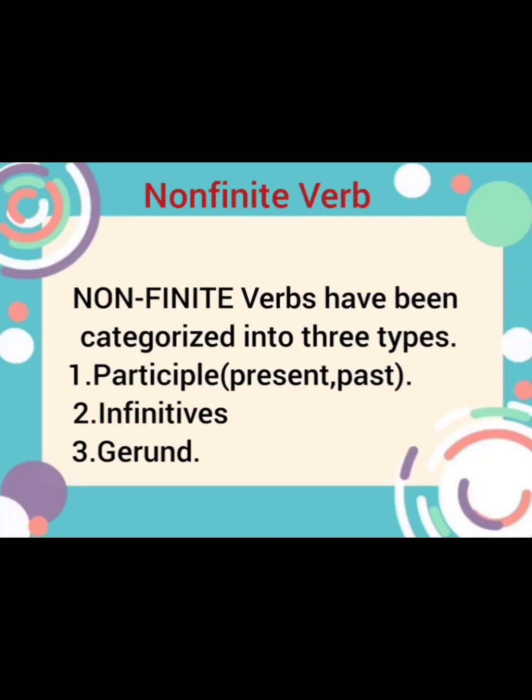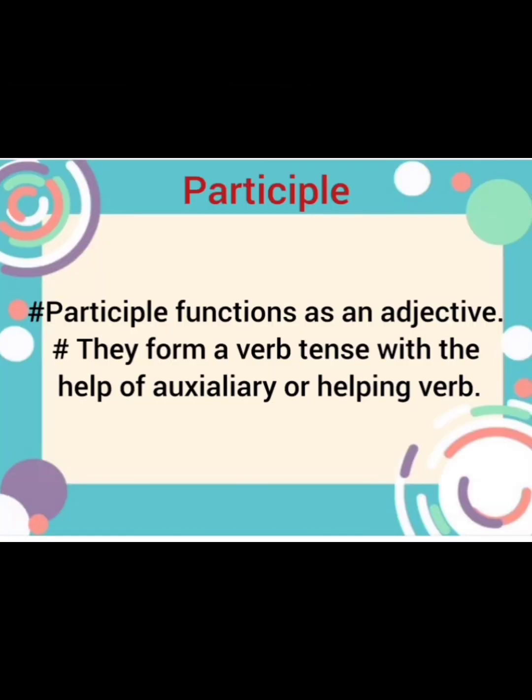Further, non-finite verbs have been categorized into three types. Number one is participle, that can be present or past, then infinitives and gerunds. Now there are two functions of participles. The first one is that a participle functions as an adjective within a sentence. It can be a form of present participle or a form of past participle, but the function will be of an adjective.